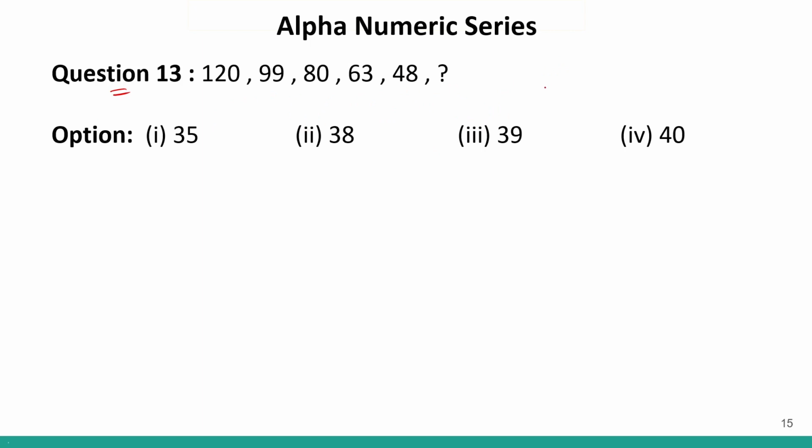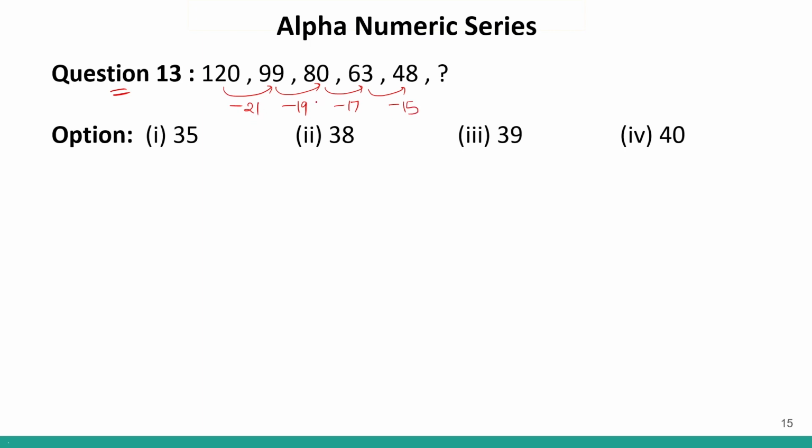Question number 13. I can see a minus series now. Decreasing series. These are decreasing: 120, 99, 80, 63, 48. So let us see the difference. Between 120 and 99, there is a clear decrease of 21. Between 99 and 80, there is a clear decrease of 19. Between 80 and 63, there is a clear decrease of 17. Correct? And between 63 and 48, there is a clear decrease of 15.